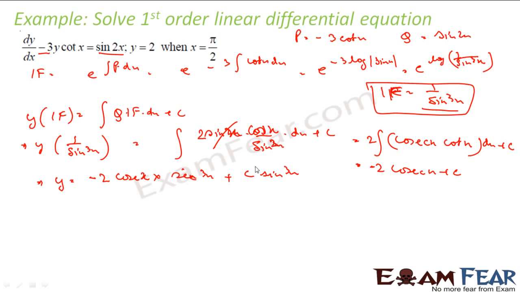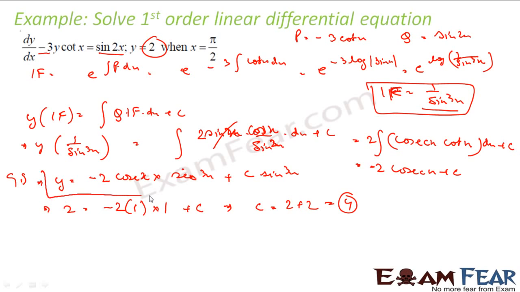Correct? So it says y is equal to 2 at x equal to pi by 2. Cosec pi by 2 is 1, sine pi by 2 is 1, so 2 is equal to minus 2 plus c, right? So with this I get c equal to 2 plus 2, this becomes 4. So I got c as 4. I'll just put the value of c as 4 in this equation, and that is my final equation, because this is my general solution.